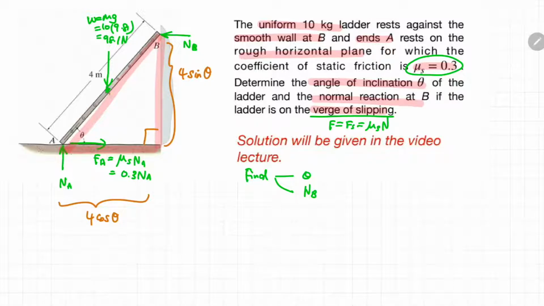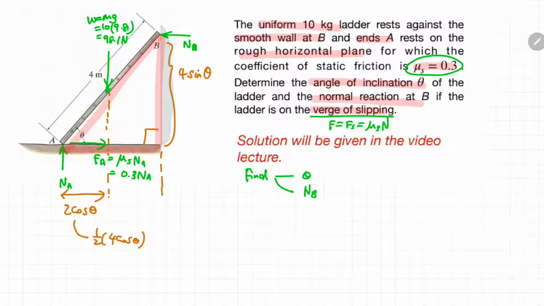Since we want to get the distance of W, this W is acting in the middle of the ladder. So we can just divide it into 2, whereby half of 4 cos theta is 2 cos theta, and the remaining distance is also 2 cos theta.